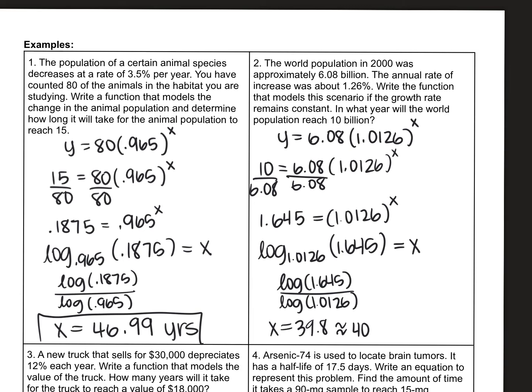So my final answer is not going to be 40 years, because it doesn't ask us how long until the world population reaches 10 billion. It asks us in what year the world population will reach 10 billion. So 40 years after 2000, it's going to happen in the year 2040. And it will be very interesting to see, since that hasn't happened yet, if it does take until 2040 for our population to reach 10 billion.